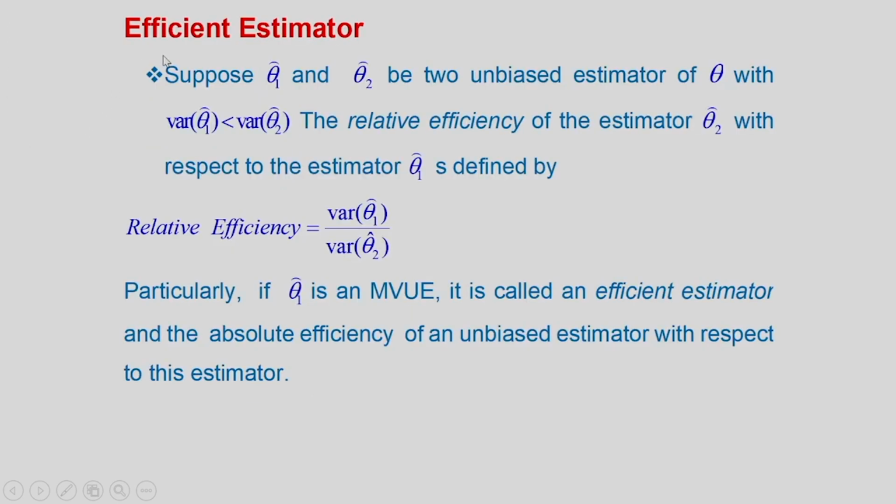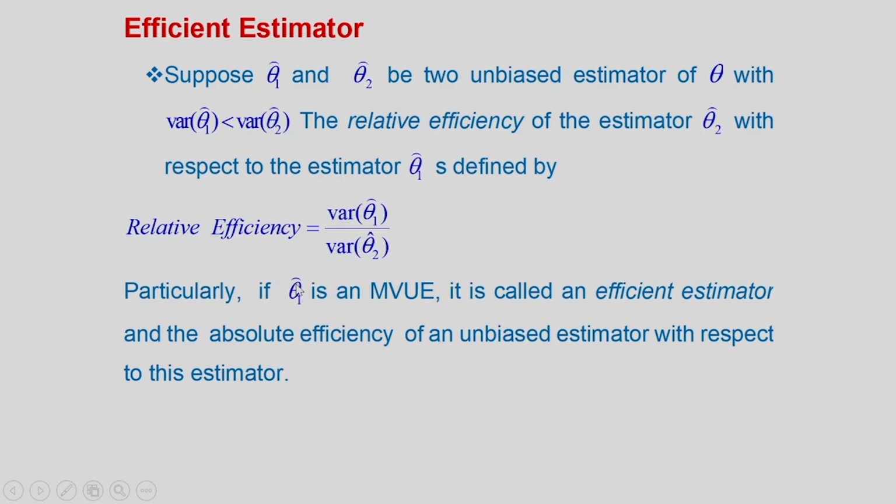We will introduce another term, efficient estimator. Suppose theta 1 hat and theta 2 hat are two unbiased estimators of theta with variance of theta 1 hat less than variance of theta 2 hat. This is a better estimator. The relative efficiency of estimator theta 2 hat with respect to estimator theta 1 hat is defined by this ratio, variance of theta 1 hat divided by variance of theta 2 hat. This variance is less, therefore, this number will be less than 1.